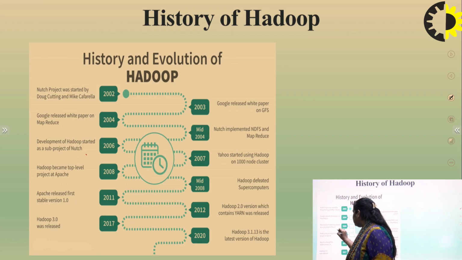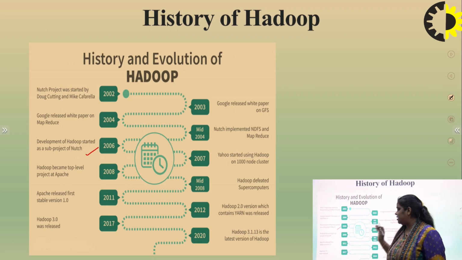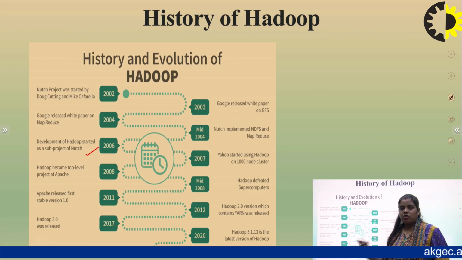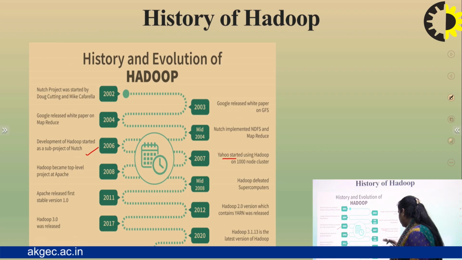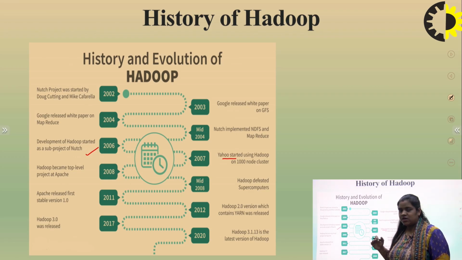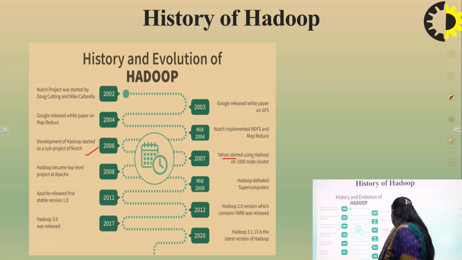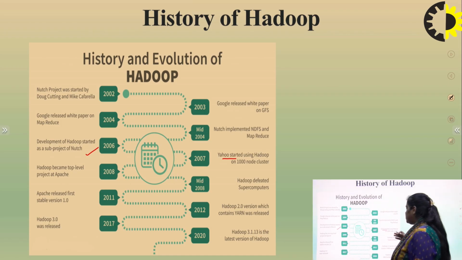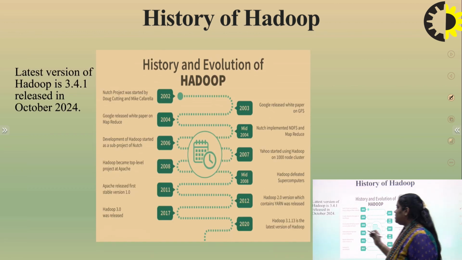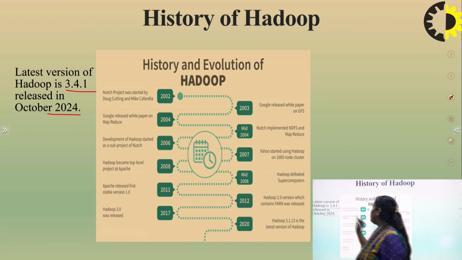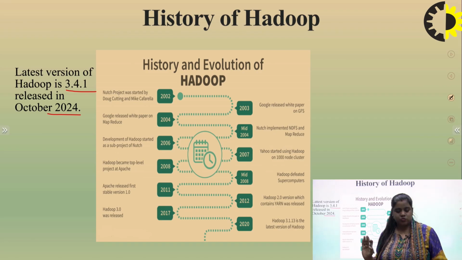After that, in 2006, the development of Hadoop started as a sub-project, and later on, Hadoop became the most important, crucial project of Apache. Then Yahoo was the first company to start using Hadoop services to store its data in a distributed manner. And then from year to year, versions of Hadoop started releasing. The first version of Hadoop was released in 2008, and the latest version of Hadoop was released in 2024, that is 3.4.1. So this is the basic history related to Hadoop.